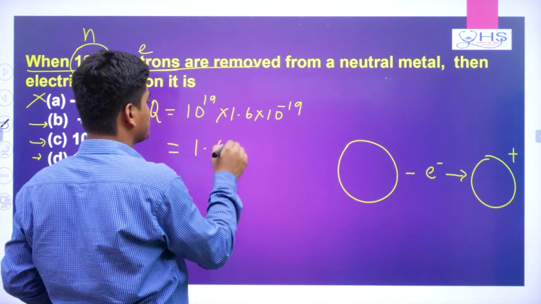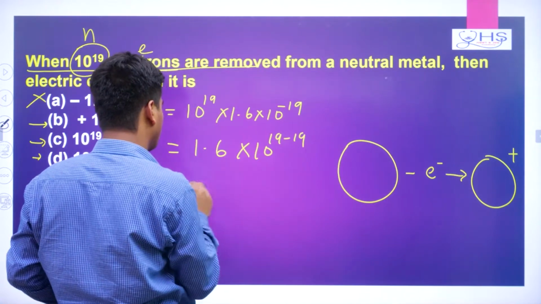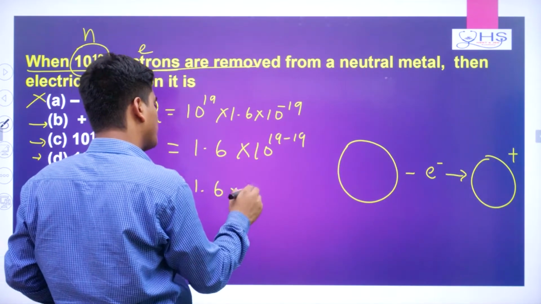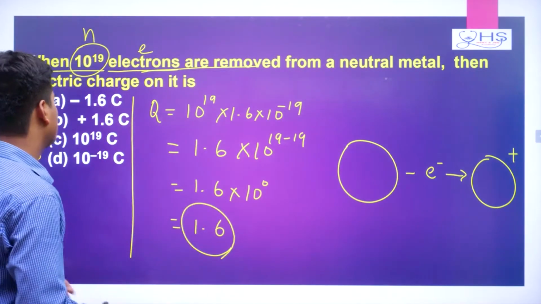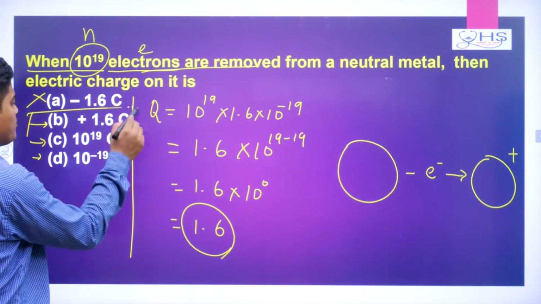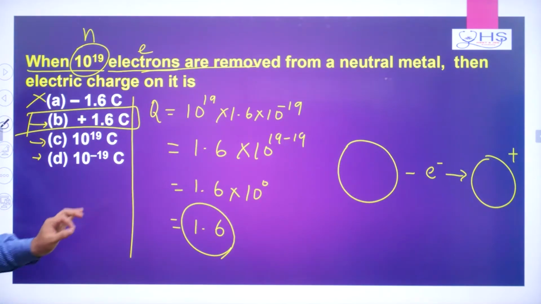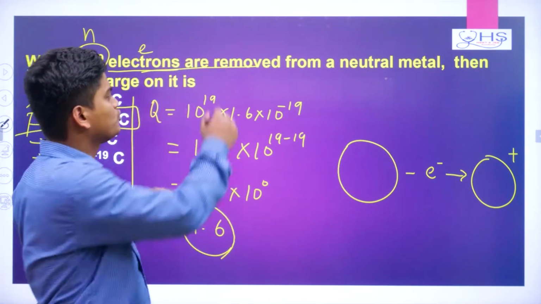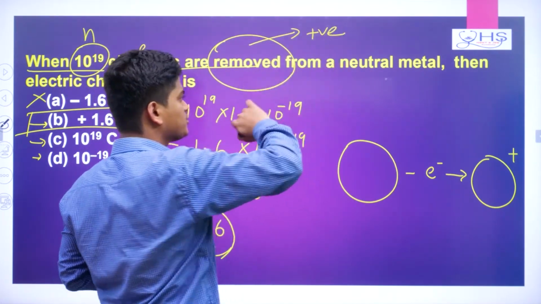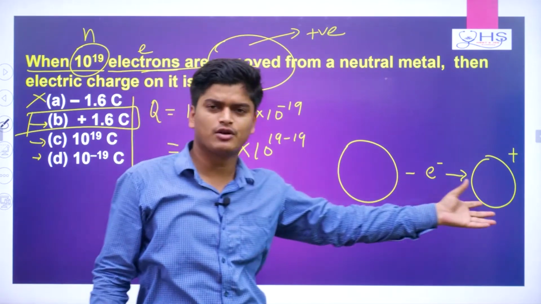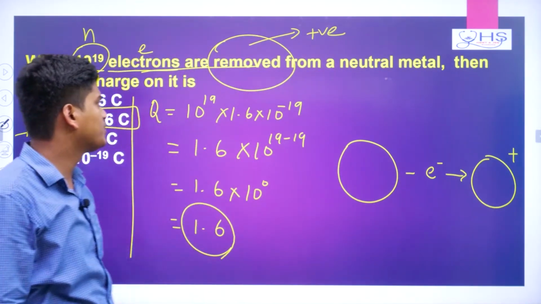Now 1.6 into 10 to the power 19 minus 19. How much will come? 1.6 into 10 to the power 0, and 10 to the power 0 means 1. So it is coming 1.6, positive 1.6, so the other answer won't be correct. So plus 1.6 will be the charge because electrons are removed. Removed means electron deficiency will happen, so when electrons are removed, the atom or material becomes positively charged.